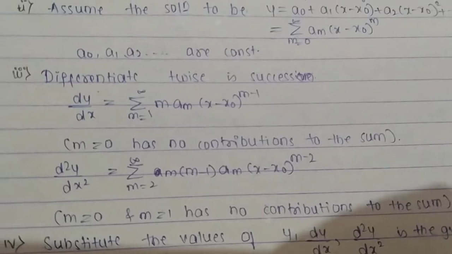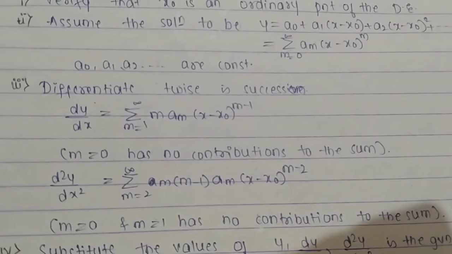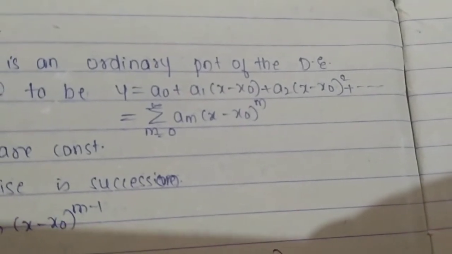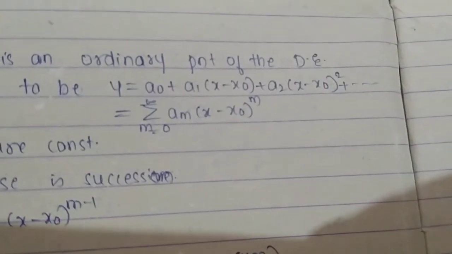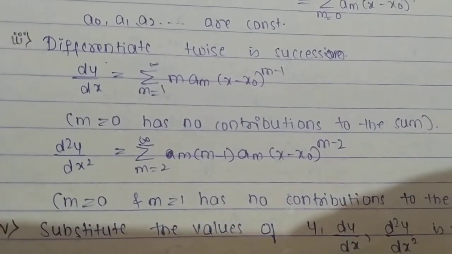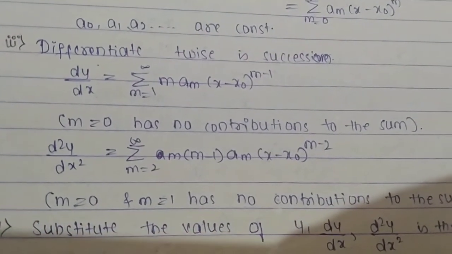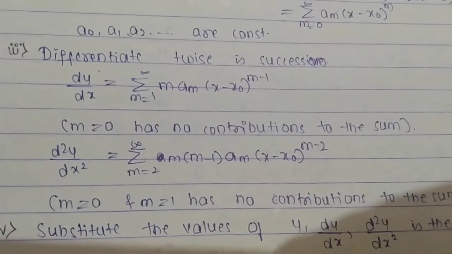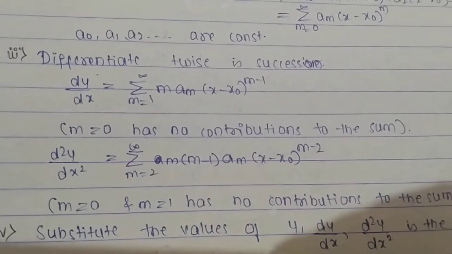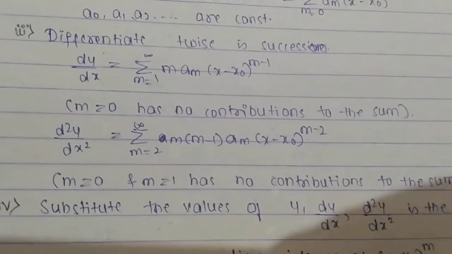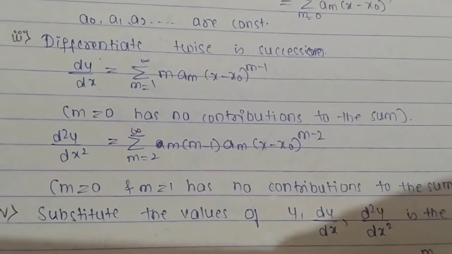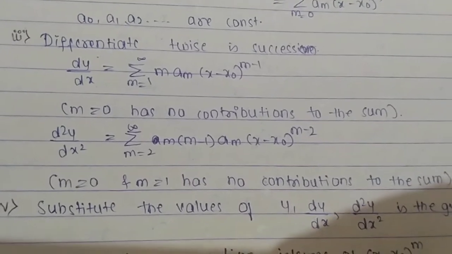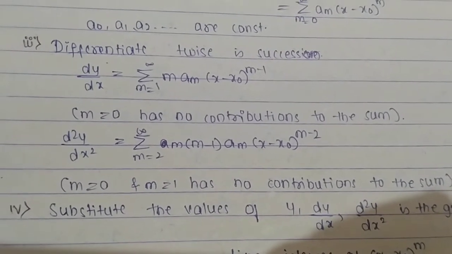How to find it? Our y is equal to summation m is equal to 0 to infinity a_m into (x minus x naught) to the power m. If I differentiate it, I will get dy upon dx is equal to summation m varies from 1 to infinity m a_m (x minus x naught) to the power m minus 1. Next, if I again differentiate dy upon dx, I will get summation m varies from 2 to infinity m into (m minus 1) a_m into (x minus x naught) to the power m minus 2.